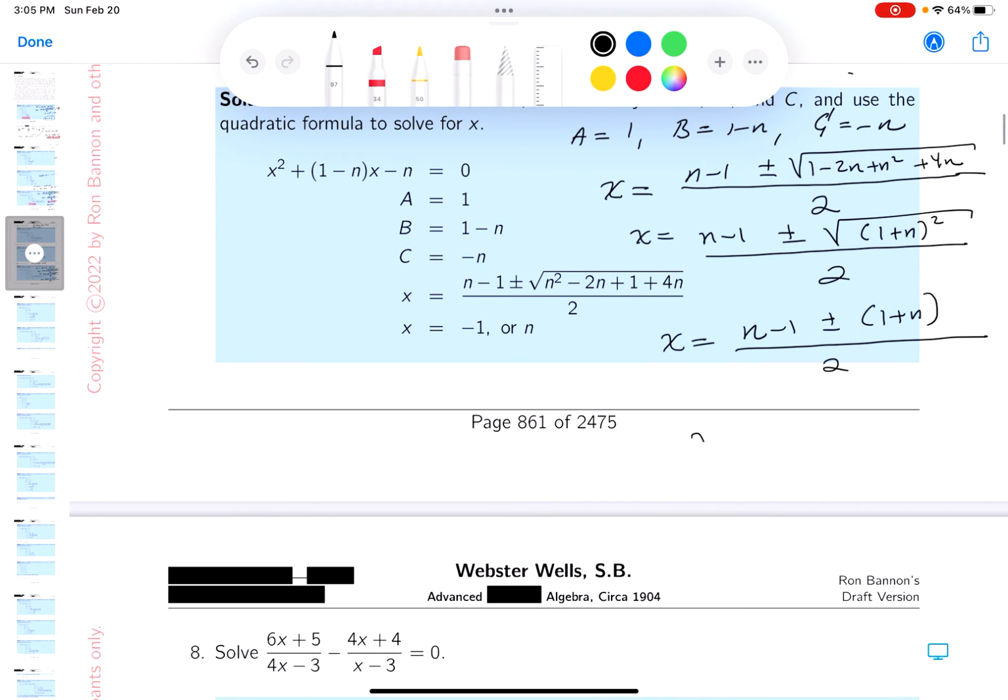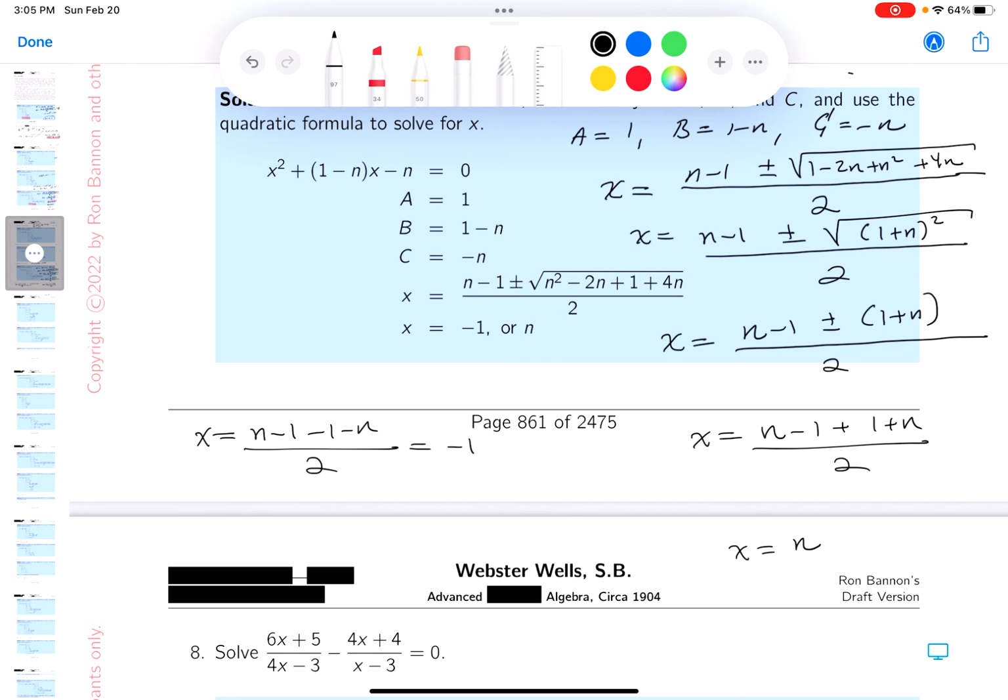And I'll write my answer down now, or at least one of them. That would be n minus 1 plus 1 plus n over 2. And you would get x equals 2n over 2, which is n. You could also write another one down. x equals n minus 1 minus 1 plus n over 2. And what would you get over there? You'd get minus 2 over 2, which is minus 1.